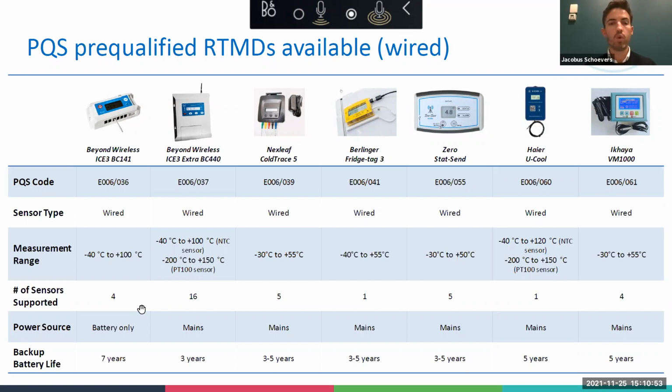So it means that you have a wired sensor running to the device. The measurement range here depends on the type of sensor that you order with the device. So you can see typically they go down to -40 degrees, but some suppliers do have the capability of going down to -200 degrees Celsius, and therefore also monitoring ultra low temperature freezers as well. So the next slide, please.